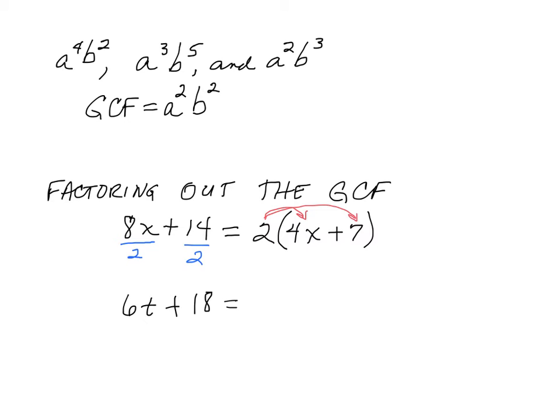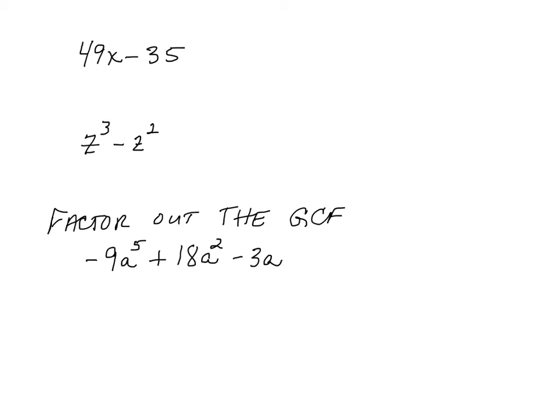So look at 6t plus 18. The GCF for 6t and 18 is 6. And what do you have after you divide out a 6? If you divide 6t by 6, all you're left with is t. If you divide 18 by 6, you are left with a 3. And if you distribute, we get 6t plus 18. So now we're factoring out the GCF. I'm not just asking you what the GCF is. Let's factor it out.